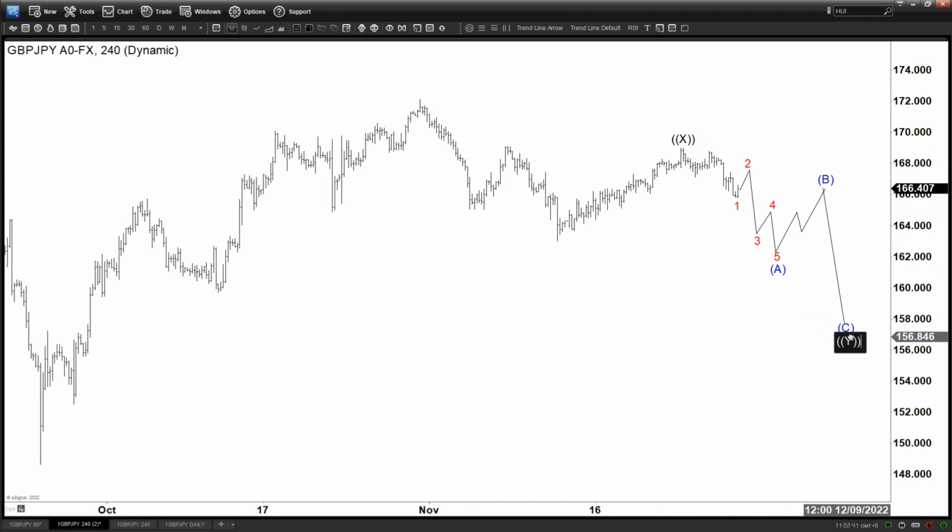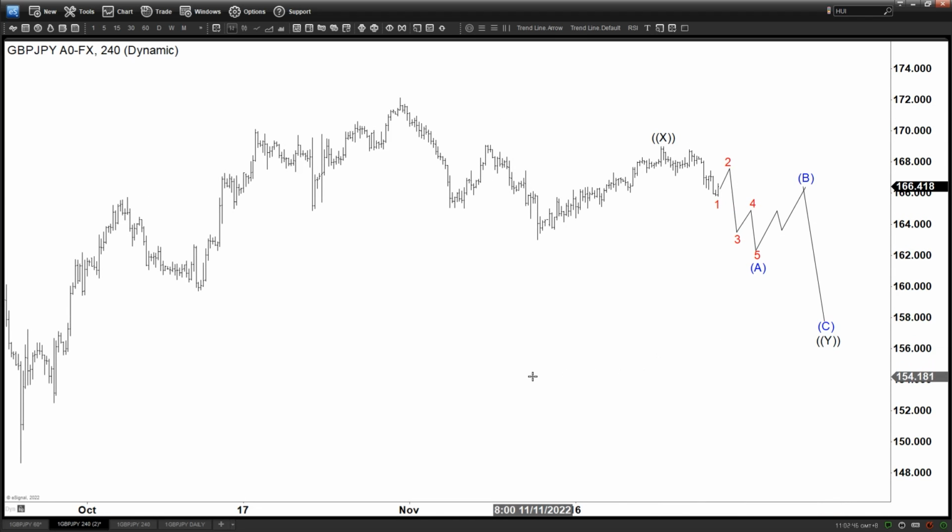Now if that's the case, then we can easily figure out the rest of the labels in the 4 hour, right? If this is X, then it has to be in the W here, and because it's W, then it has to be a 3 swings subdivision, so this has to be your ABC here, right? So it's a double correction here, right? So let's see a couple of different possibilities here.